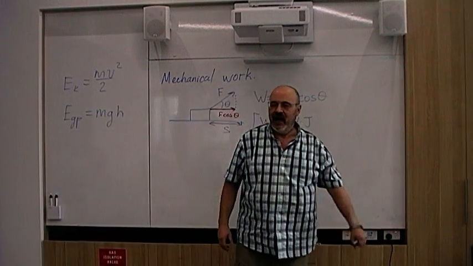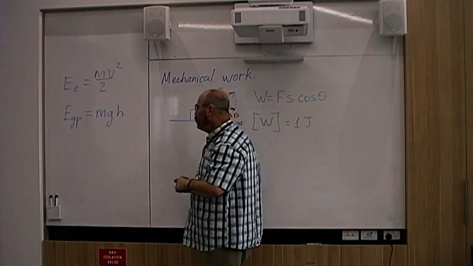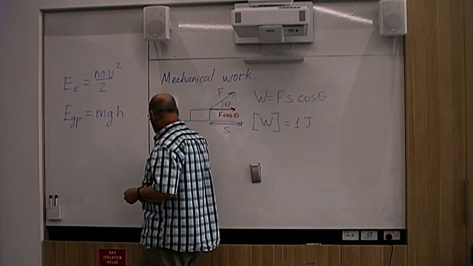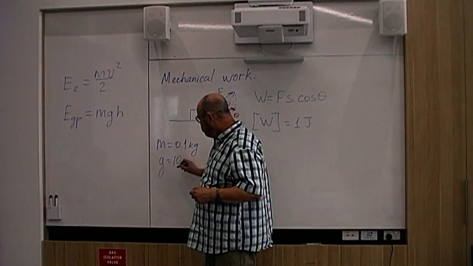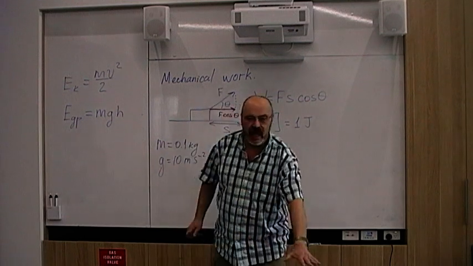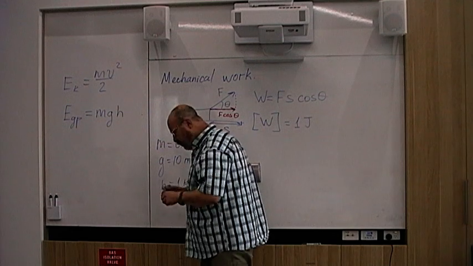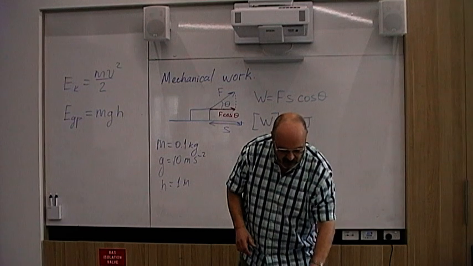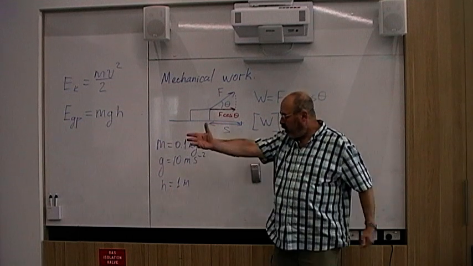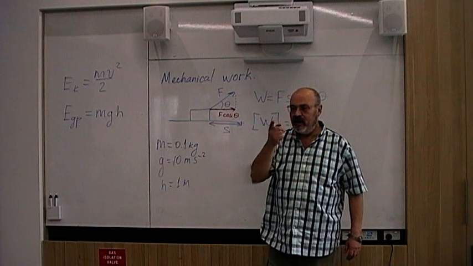Now, a question. Let's say the mass of this whiteboard marker, to make it simple, is 100 grams, so m equals 0.1 kilogram. Now g, to make it simple, let's take 10 meters per second squared. And let's say the height of this table is 1 meter, h equals 1. If I put this marker on this table, what will be its gravitational potential energy? Answer: 1. 0.1 times 10 times 1 is 1. Yes? No?